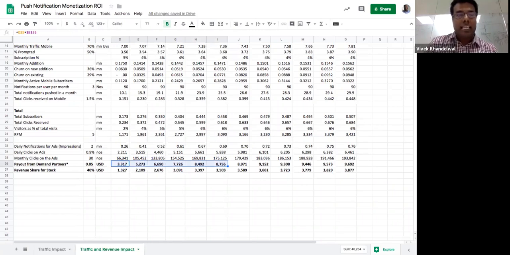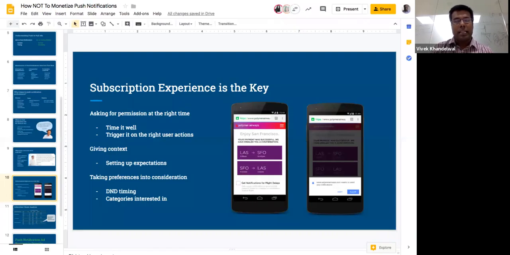But again, the key here is limited volume of ads and consistent engagement with users. Again, add a cap on volume. We'll take a quick look at how notification volume, right, is directly related to subscriber churn, right?